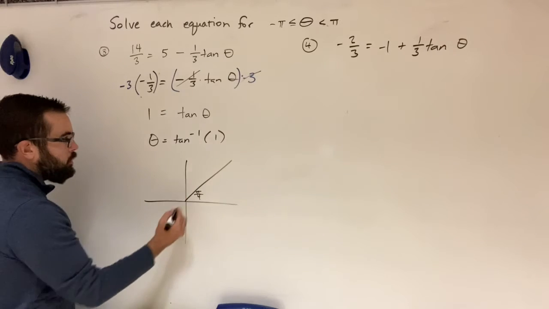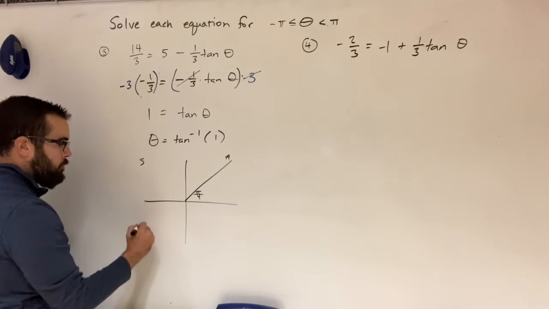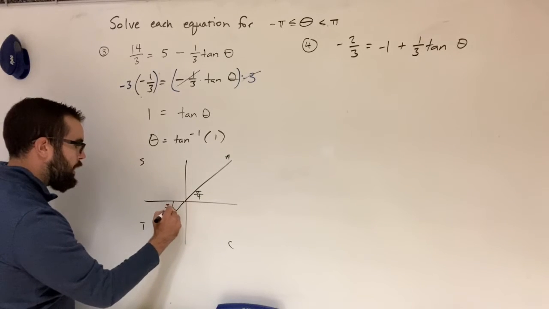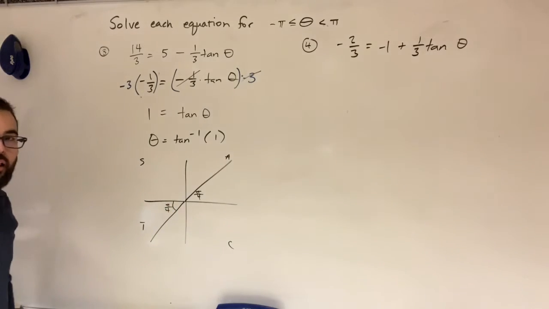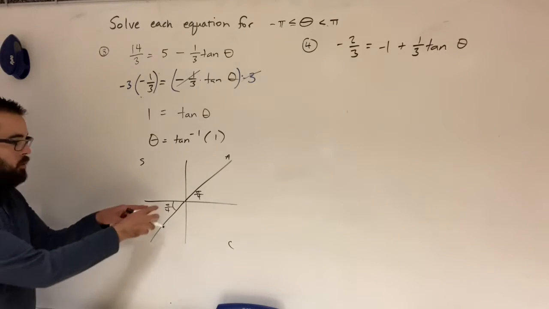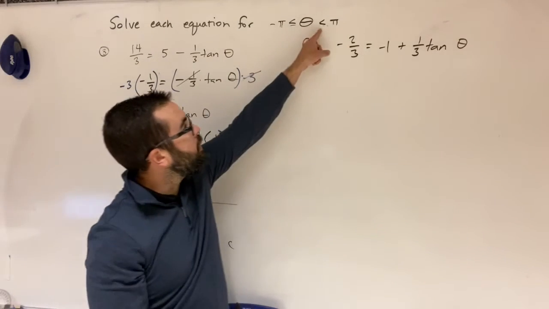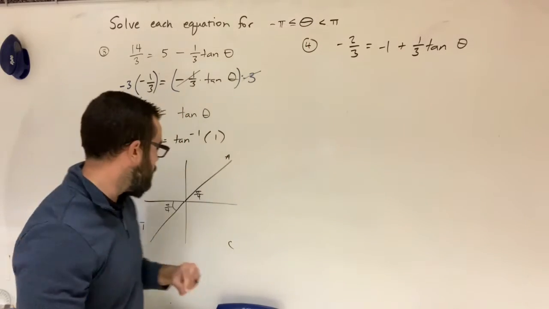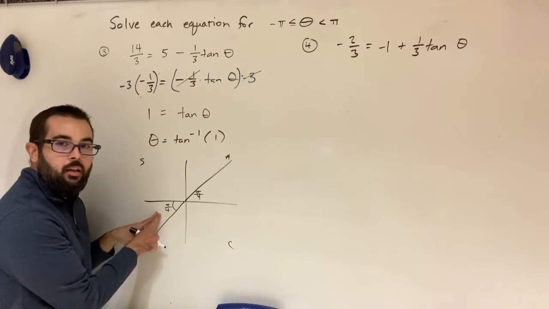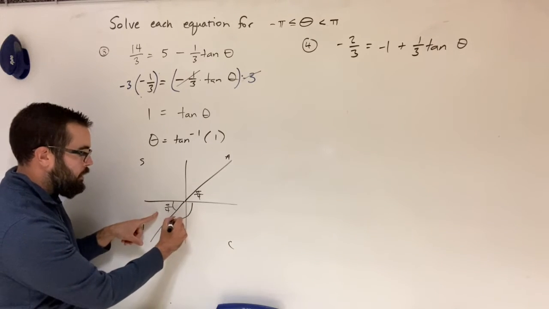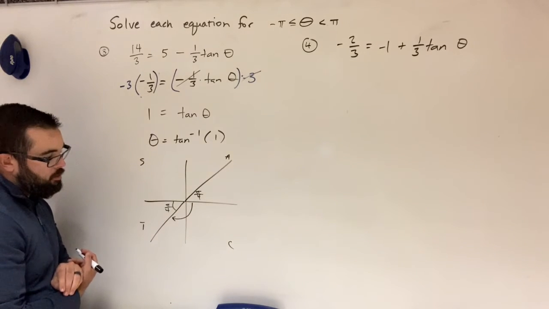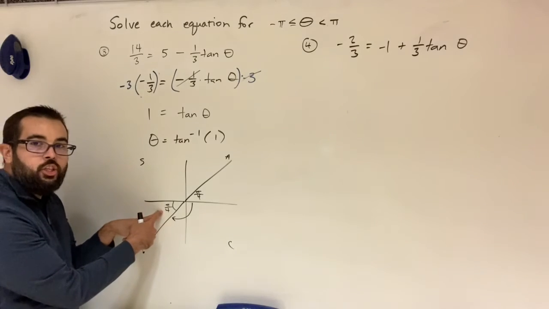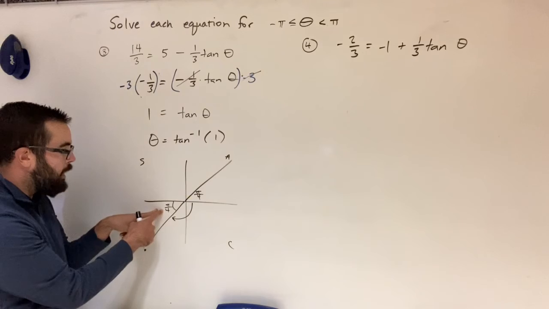Now, the other angle is going to be the third quadrant angle that has a reference of pi over 4. However, we can't go past 180. We need theta to be less than 180, but greater than negative 180. So we need to write this angle as a negative angle going this way. Well, if we're going this way, we're just shy of negative pi.